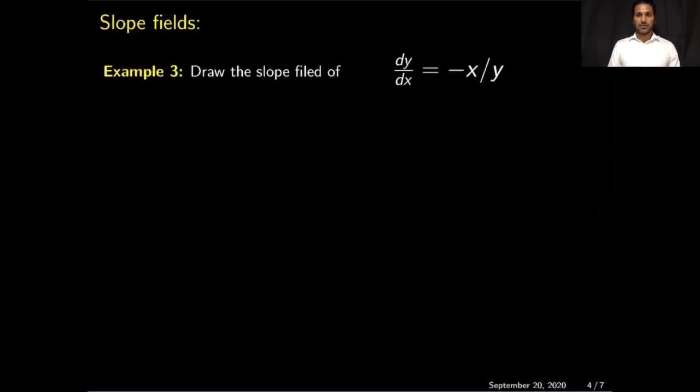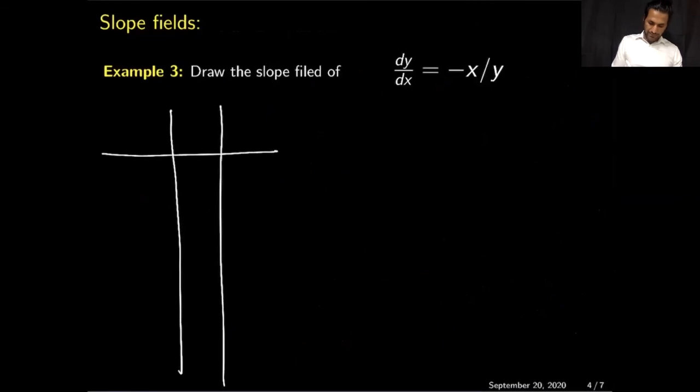Next, we will draw the slope field of this differential equation, dy by dx is equal to minus x divided by y. So again, to start, I will draw a table with x values here, y values here, and the slope here, which is minus x divided by y.